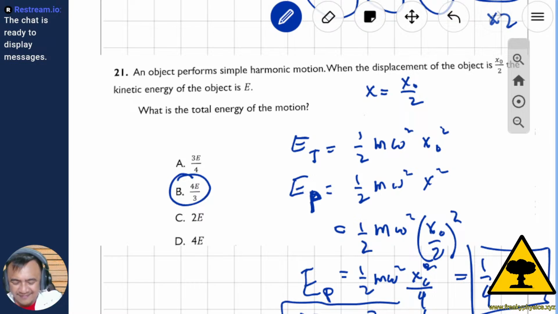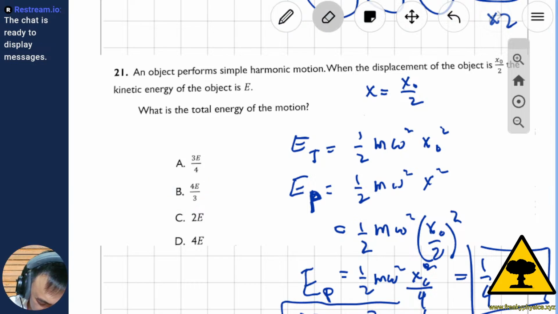Hold on. Something's wrong with my brain right now. Let me double check that. Okay. Total energy is that. Potential energy is that. And therefore the potential energy is 1/4 of the total energy. Okay, this should be total energy. That's what's missing. So let's finish it up.